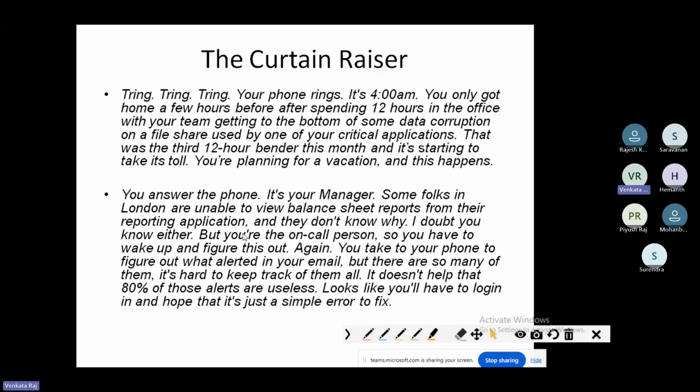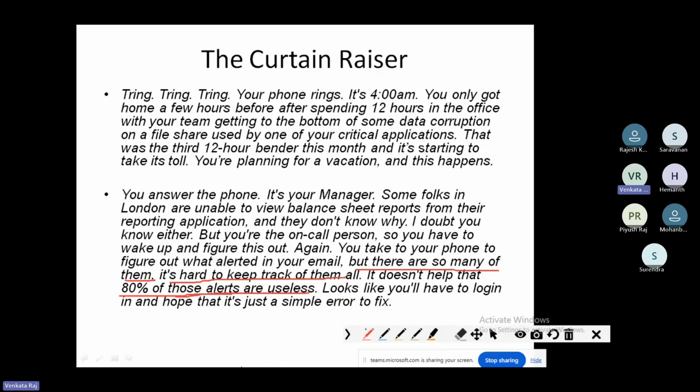So you go and check your phone to see if there is any alert present in your email, which could give you some idea, or any alert triggered. But what do you see? There are so many alerts, and it is very hard to keep track of them all. And probably the alerts are not configured correctly. So 80% of those alerts are useless.